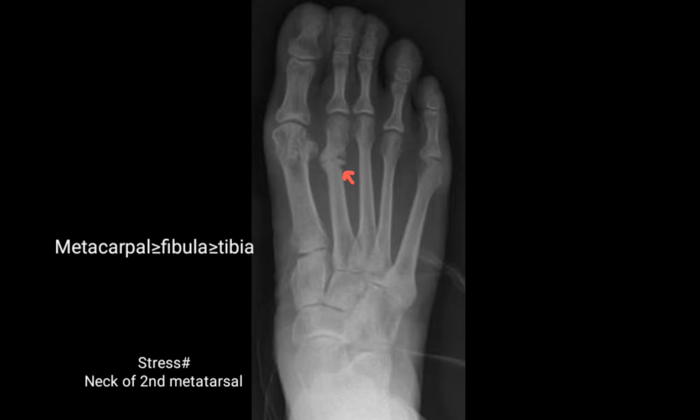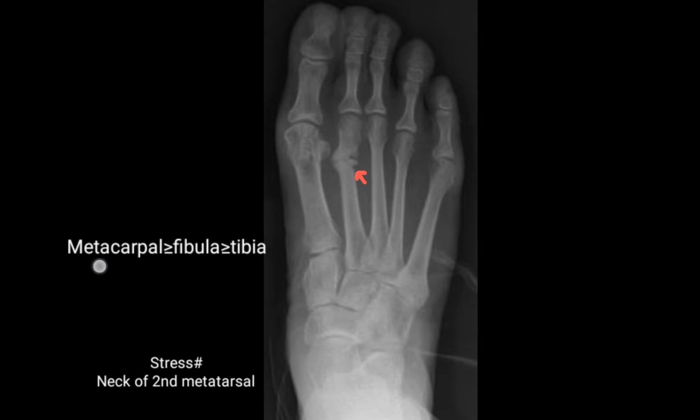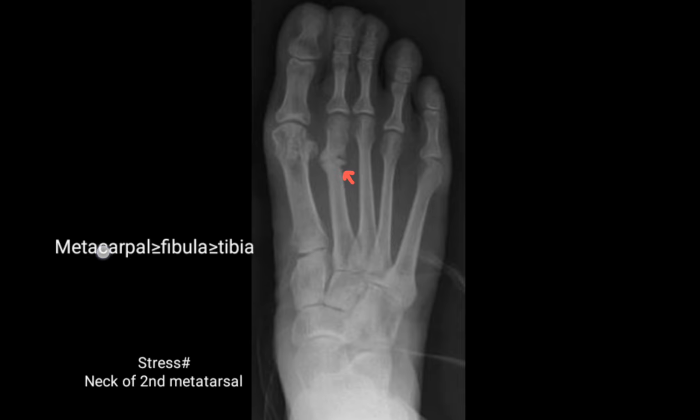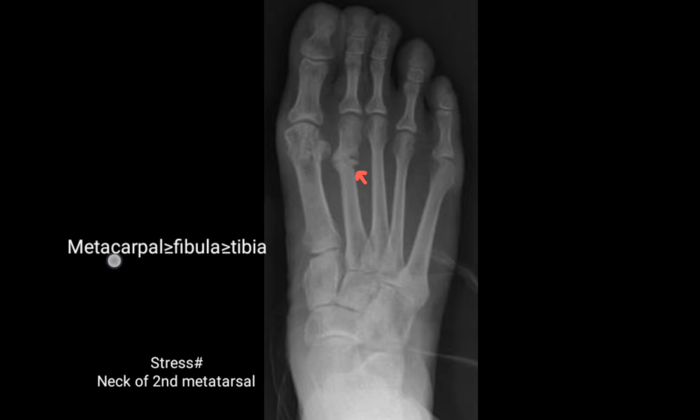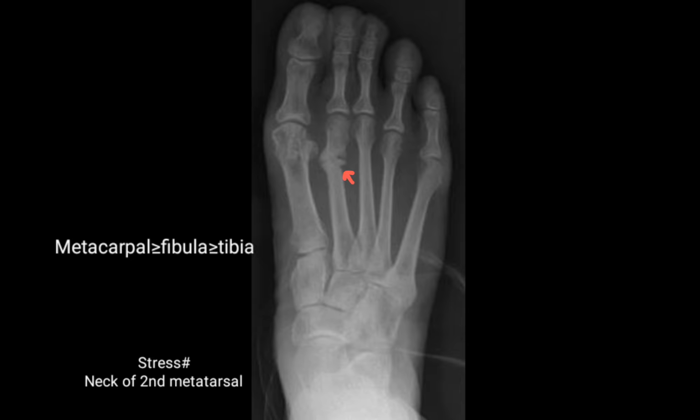Then we have the sequence in which the stress fractures occur. Most common is in the metatarsal. Sorry, I have written carpal here. It is in the metatarsal, then in the fibula, and then in the tibia. How can we remember it? The weakest bone, the metatarsals, then the stronger fibula, and the tibia is thickest. So, then the tibia.